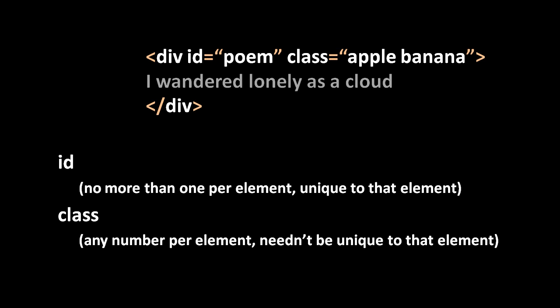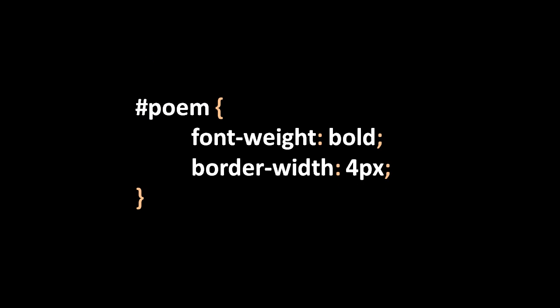So once we've used attributes to give elements IDs and or classes, we can then specify them in our selectors. And we specify an ID in a selector by writing number sign followed by the name of the ID. So this rule here means that the element with the ID poem should have the properties font weight bold and border width 4 pixels.